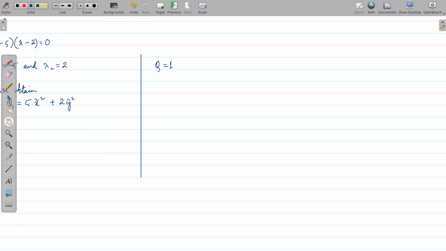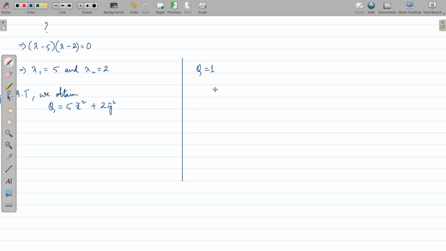For q equals 1, which implies q is equal to 5 x tilde squared plus 2 y tilde squared is equal to 1, and from here we can write this as x tilde squared divided by this one. We can write it as (1 by root 5) whole squared plus y tilde squared divided by this 2, bring this down, so we have (1 by root 2) squared, because I want to write this as a square. This is equal to 1. So this is an ellipse.